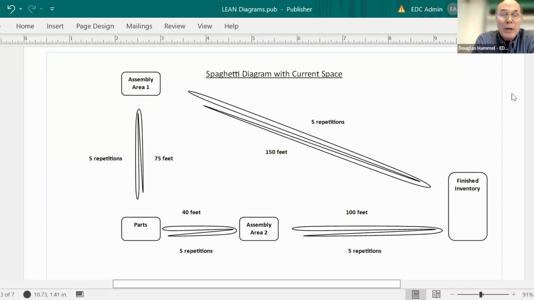But here's a space plan that goes along with it. You can see the parts are in one area, and then you can see in the white squares an assembly area 1 on the top left, and there's a second assembly area 2. And then there's finished goods, and there are quite a few distances between them.